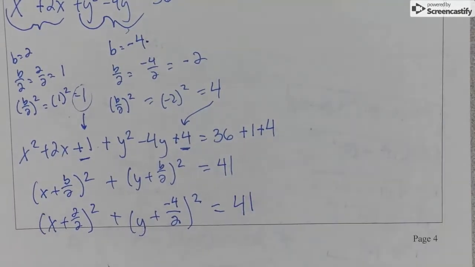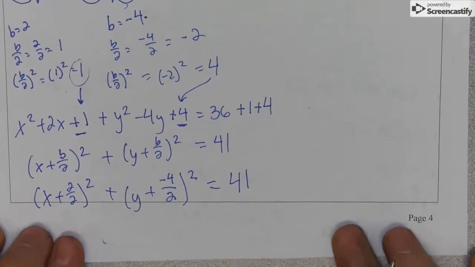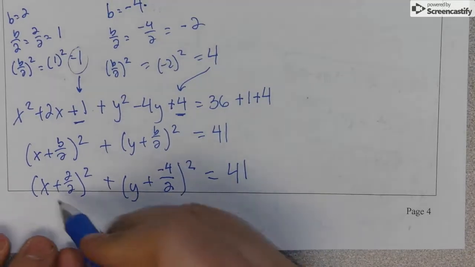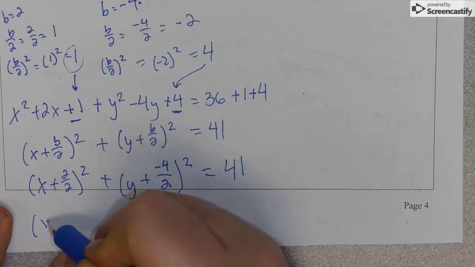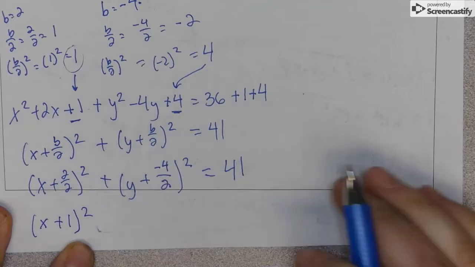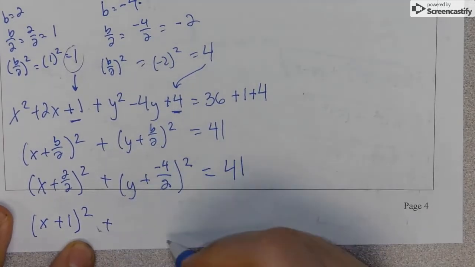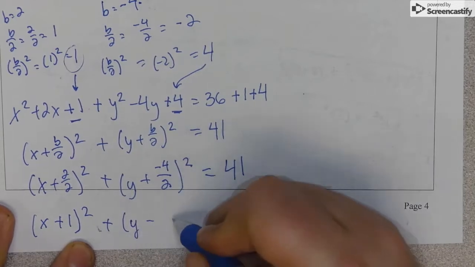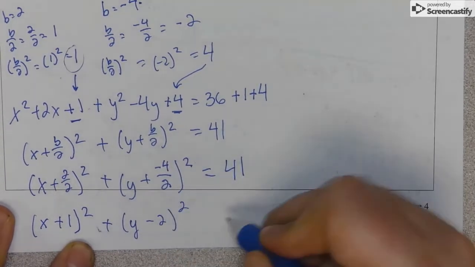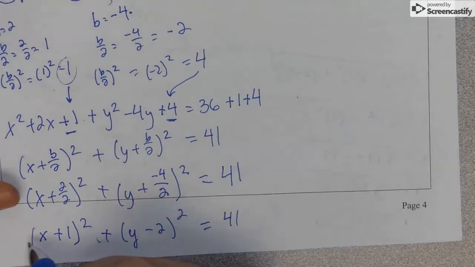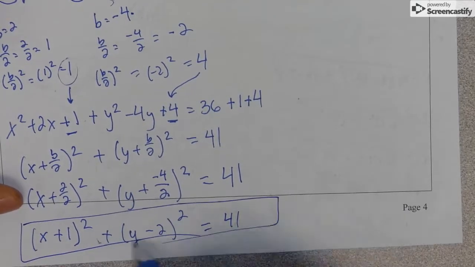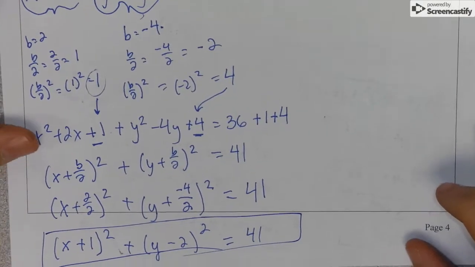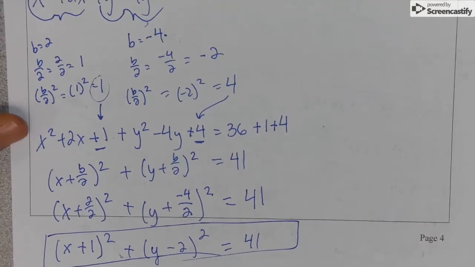That equals 41. One last final thing we can do is simplify this. We know 2 divided by 2 is 1. So x plus 1 quantity squared plus negative 4 divided by 2 is negative 2. So I can write y minus 2 quantity squared, and that is 41. So that is how you would answer example number 5 using the complete the square method.